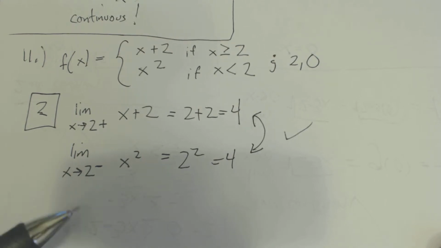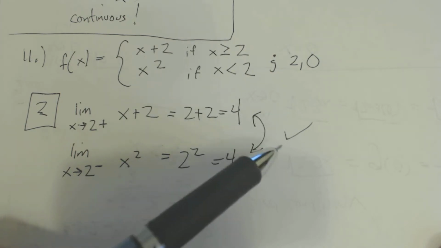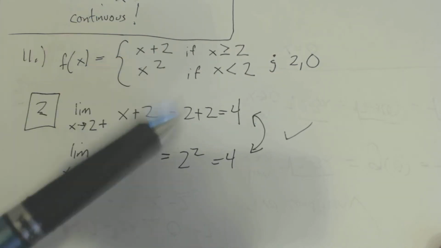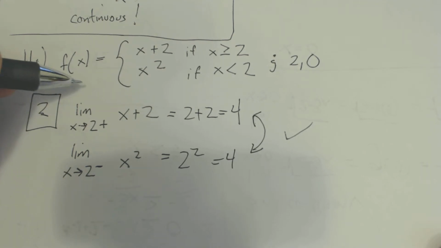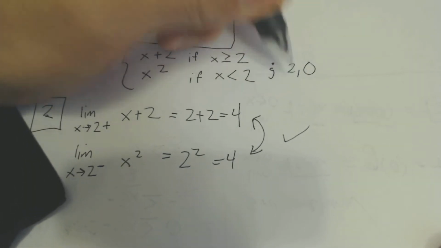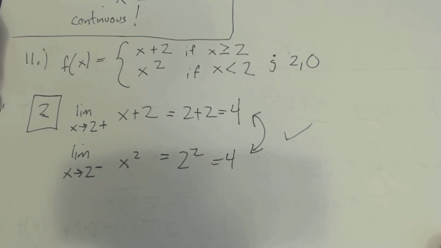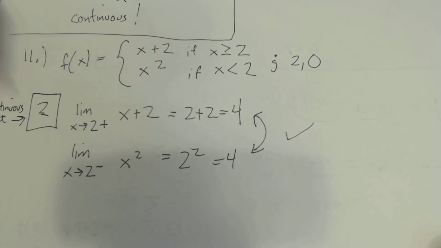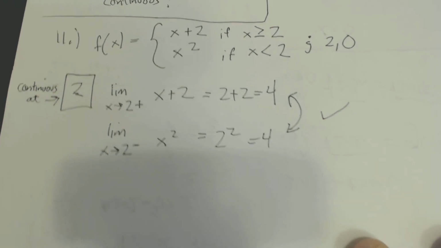And because the limit is equal to 4, which is equal to the function evaluated at 2, this piecewise defined function is continuous at 2. So, continuous at 2. Now let's look at 0.